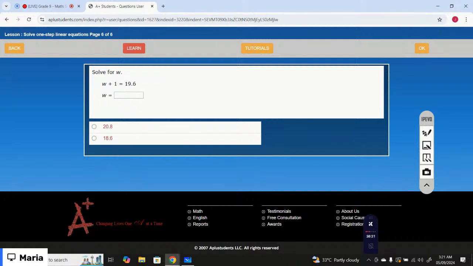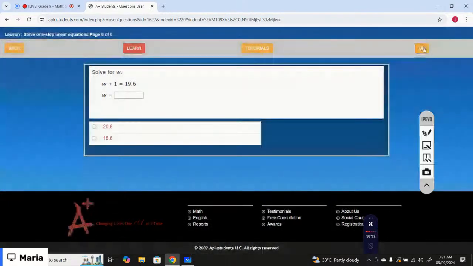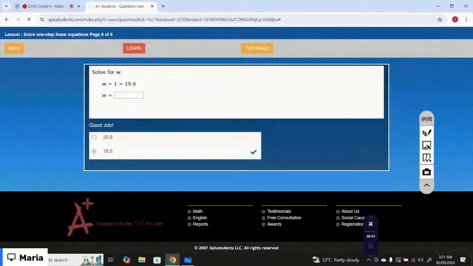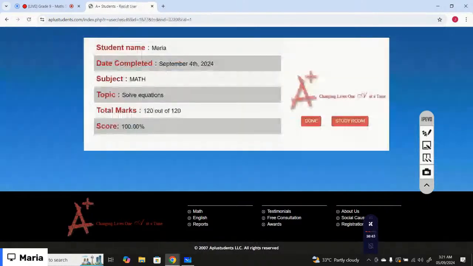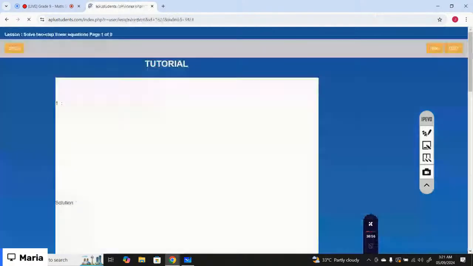Yes, that is 18.6. Okay, you can complete the lesson, and I think we are done with the lesson. Let me just move on to the next lesson, that is 8.6. Our next lesson is to solve two-step linear equations. Let's just start with the lesson.